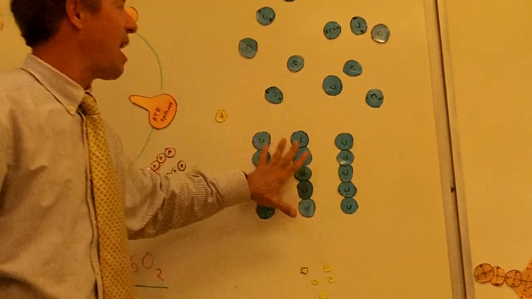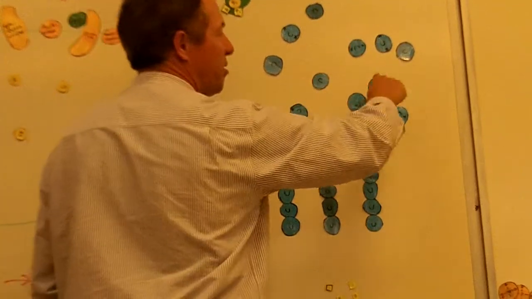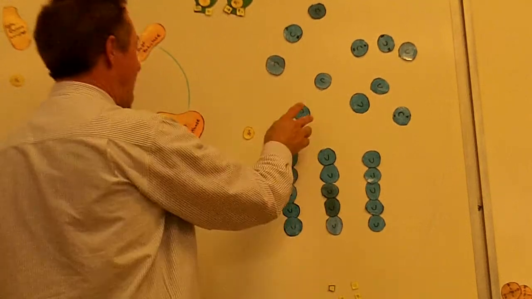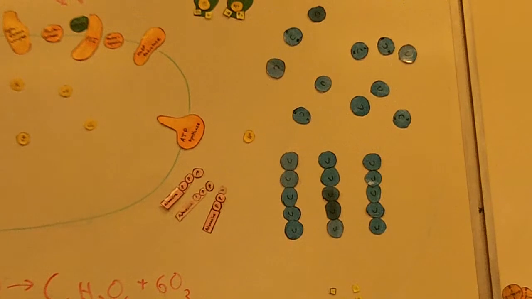Okay, so now this is called the Calvin cycle. It used to be called the dark reactions. All these little blue things you see here are carbon dioxide. And what happens, and in the book, it shows it.